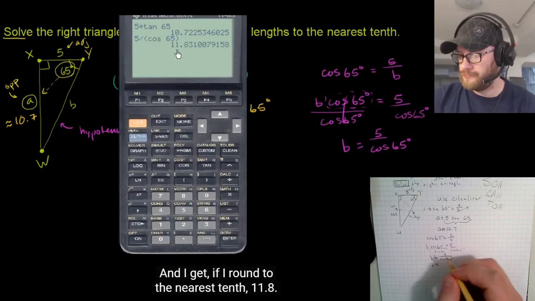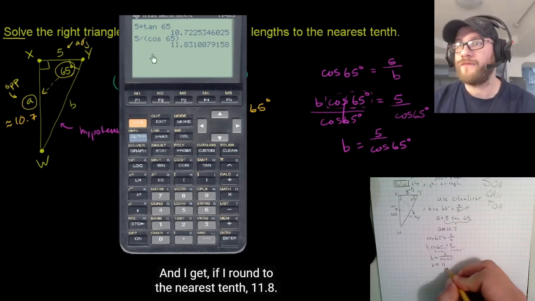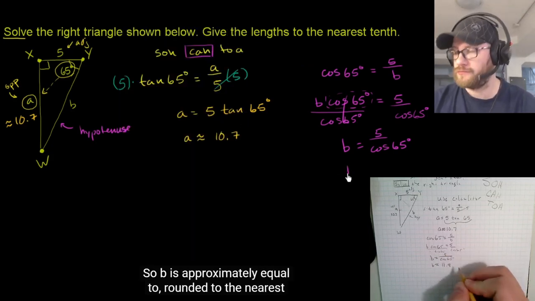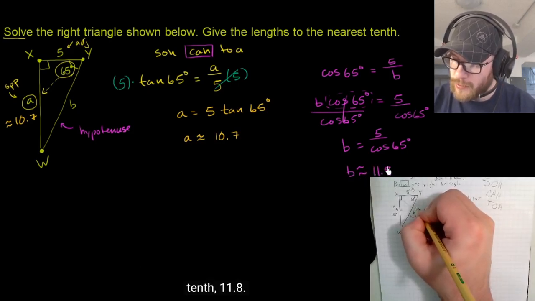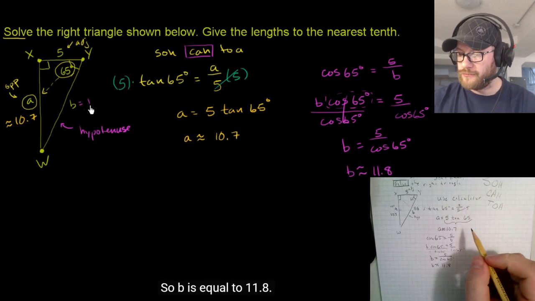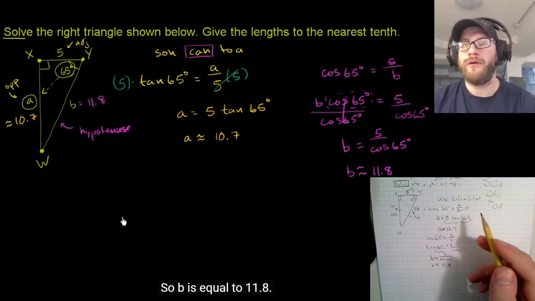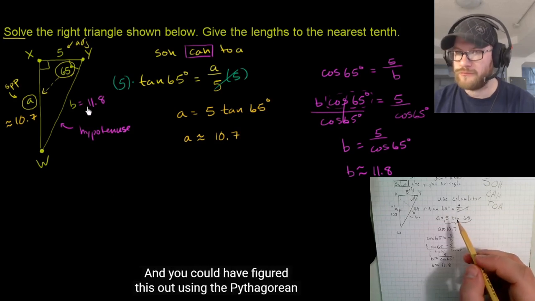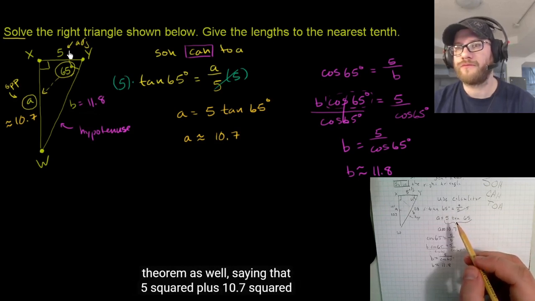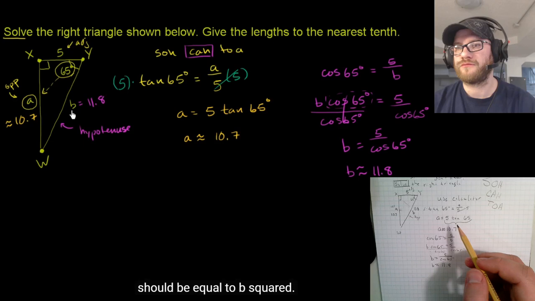I get, if I round to the nearest tenth, 11.8. So b is approximately equal to 11.8. And then we're almost done solving this right triangle. You could have figured this out using the Pythagorean theorem as well, saying that 5 squared plus 10.7 squared should be equal to b squared, and hopefully you would get the exact same answer.